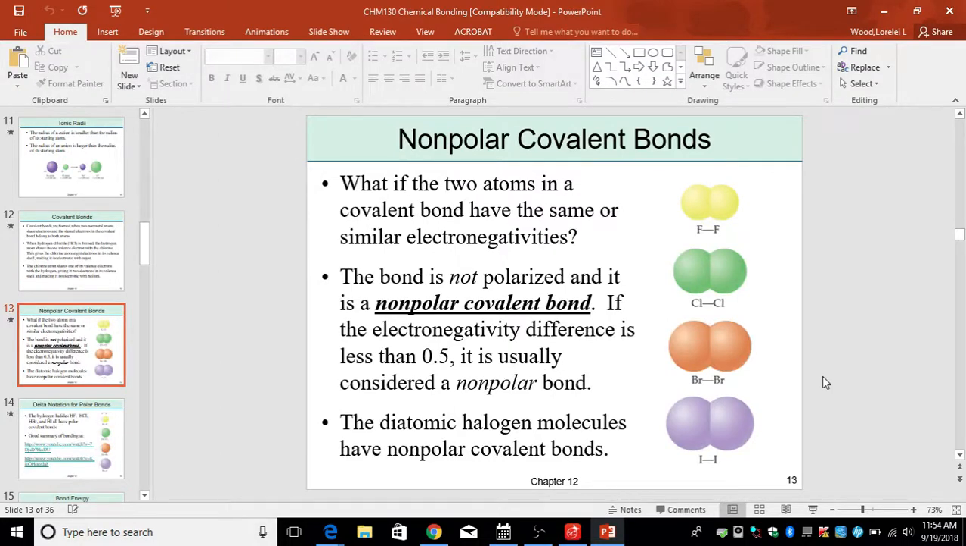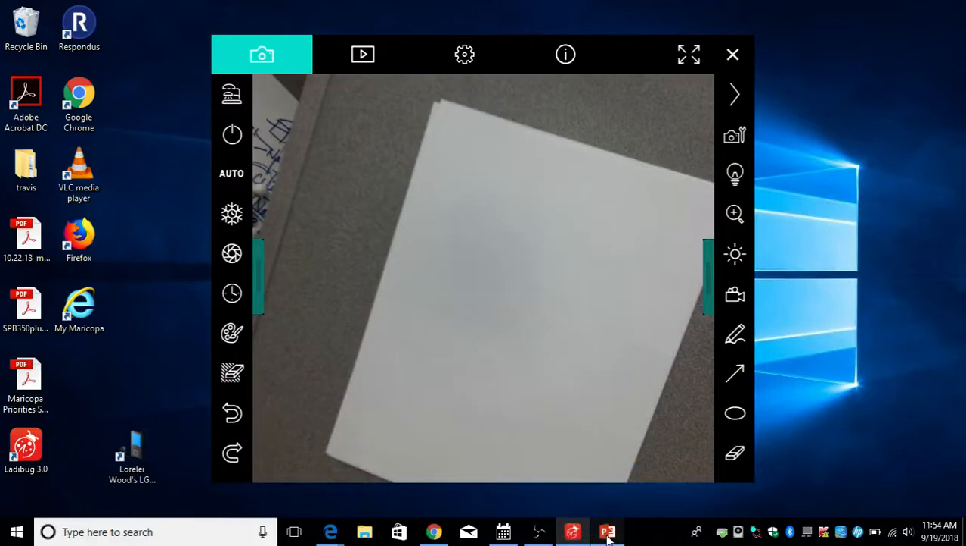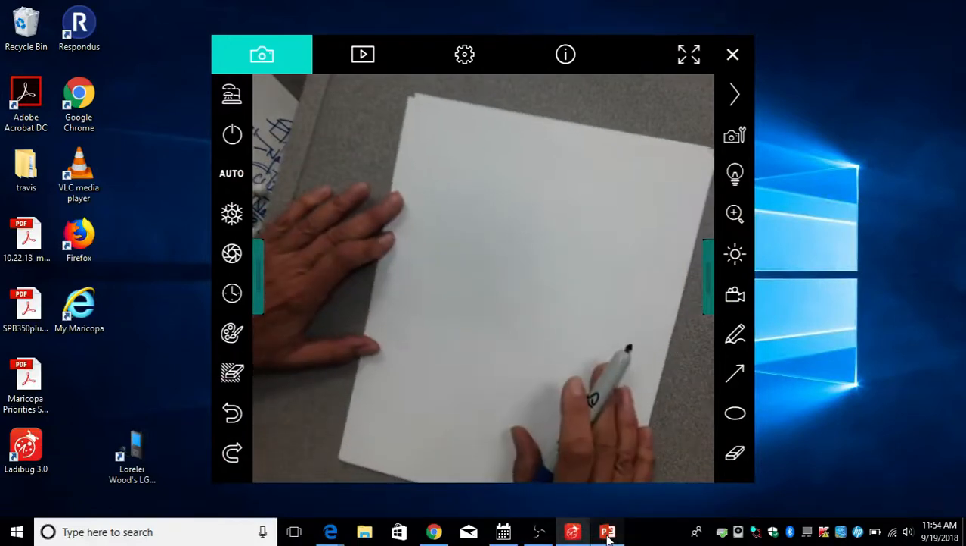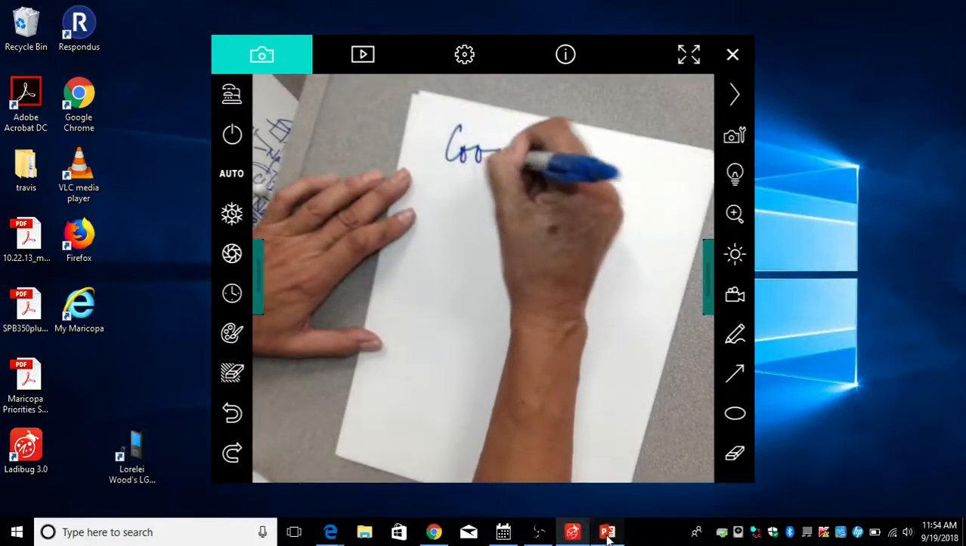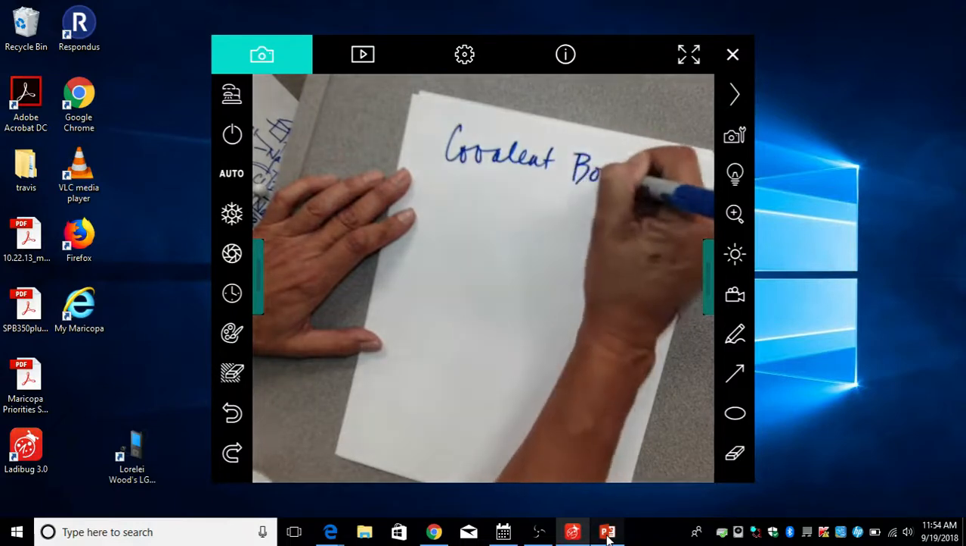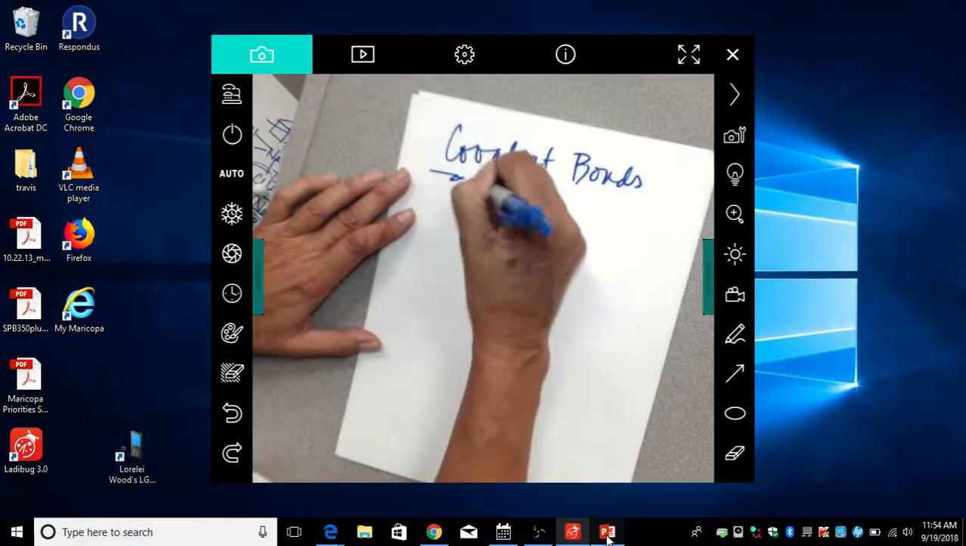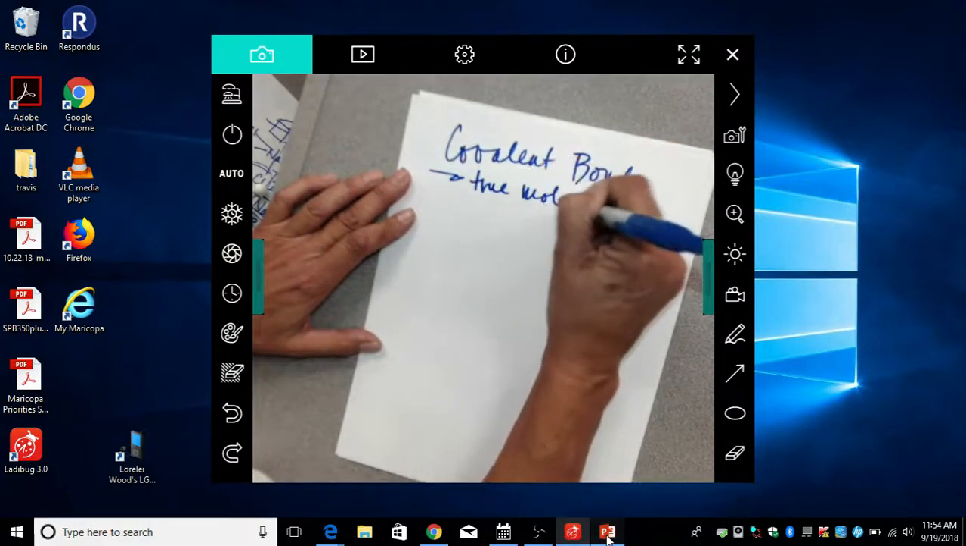All right, so now we're talking in general about covalent bonds. So let's get a new piece of paper here. Talk in general about covalent bonds. All right, it's covalent bonds. Remember, these are the true molecules.